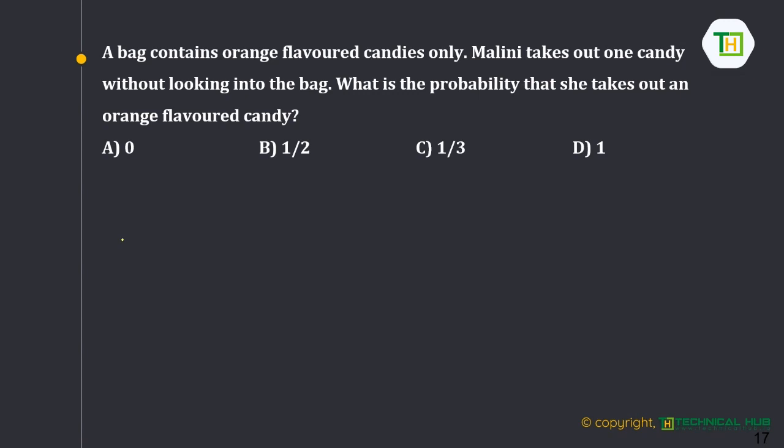So in this question, there are only orange flavored candies in the bag. So there is no chance of getting any other candy. So the event of drawing an orange candy is always successful. So the answer is 1. The probability is 1 because only orange flavored candies are given. You have to choose the orange only. So always successful only. So answer is 1.